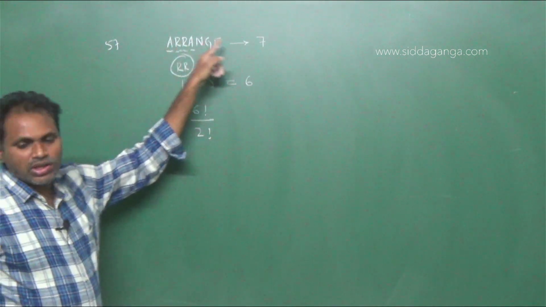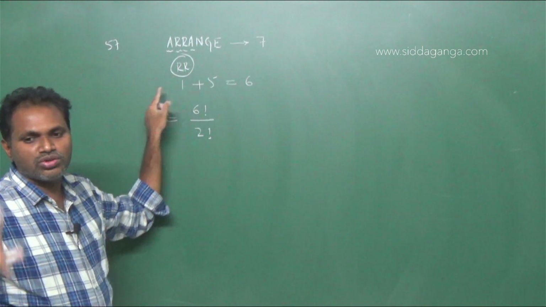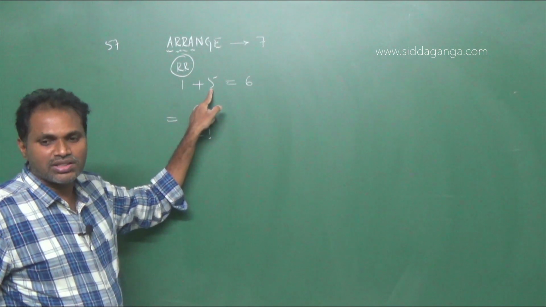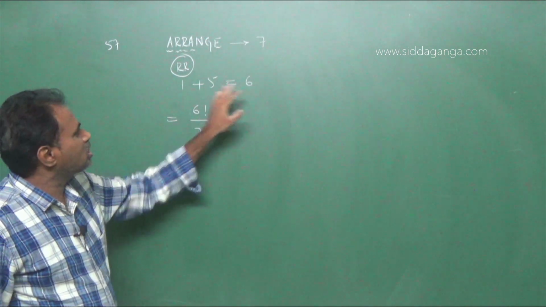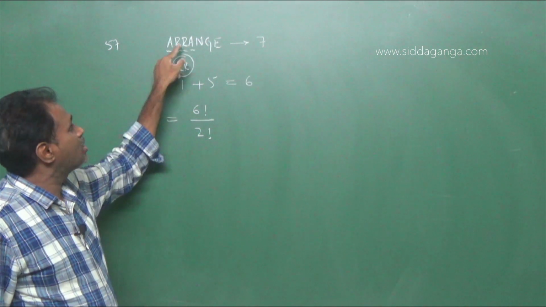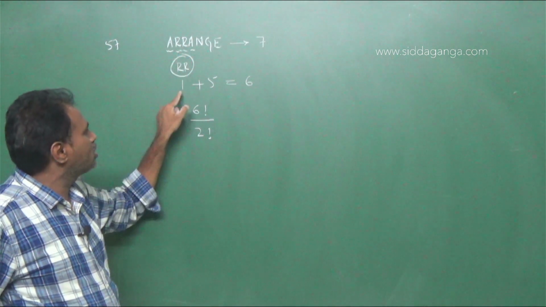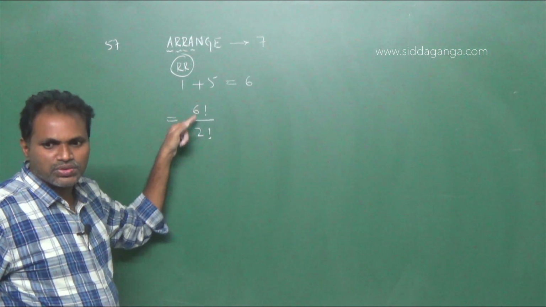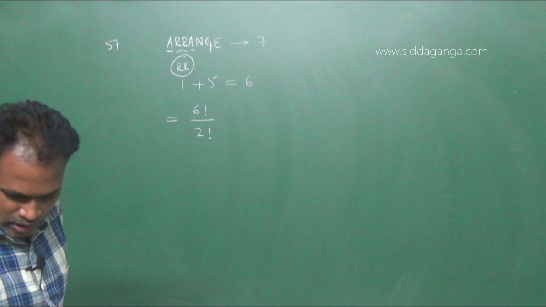Here total 7 letters are there. But R's occur together means both R's you have to consider as 1 letter. Therefore 1 plus remaining letters, 5, that is 6. Out of these 6 letters, 2 A's are there. R's you are taking as 1 letter, that's why you consider it as 1 letter only. But the remaining 2 A's are there. Therefore 6 factorial by 2 factorial. Therefore option 3 is right. Next question.